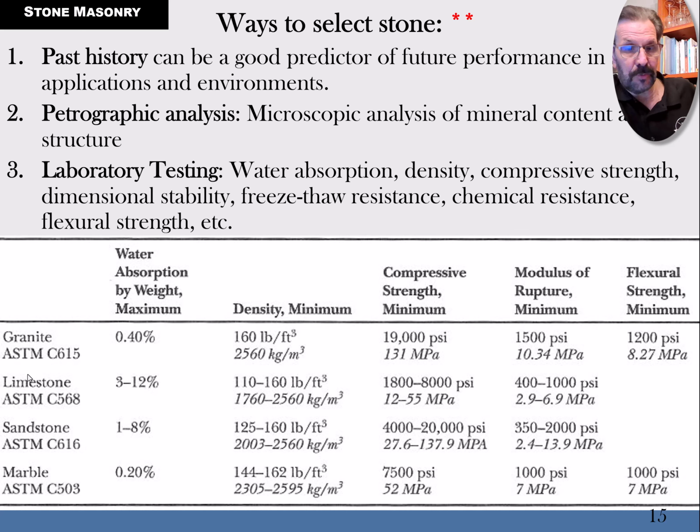So, 0.4% seems pretty low. 0.2% is half of that. So you get the idea of the properties here, and that's one property. The density has to do with how much it weighs per cubic foot. Granite's pretty darn heavy, heavier than concrete.